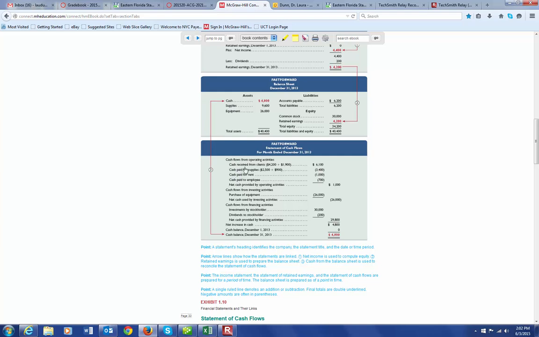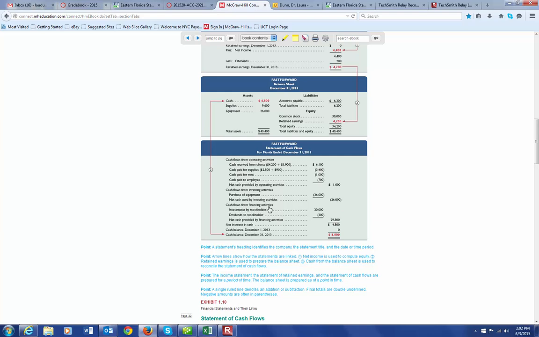So as you can see here, this one's pretty obvious. Cash received from clients, money coming in. Cash paid for supplies, rent, and employee are all negatives. So net cash provided by your operating activities in this case is $1,000. Cash flows from investing activities. In this case, you're investing in your equipment, but this is not money coming in, it's money going out. That's why it's a negative number. So that's why you have a negative number here.